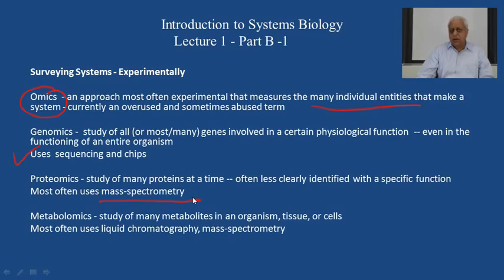proteins and so on. Metabolomics is the study of all the metabolites in an organism, tissue or cells, and most often these metabolites, be it lipids or sugars or nucleotides, are studied in the context of a cell or tissue type and a perturbation. Most often metabolomics involves the use of liquid chromatography and mass spectrometry.